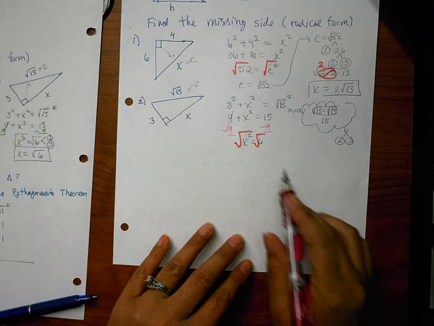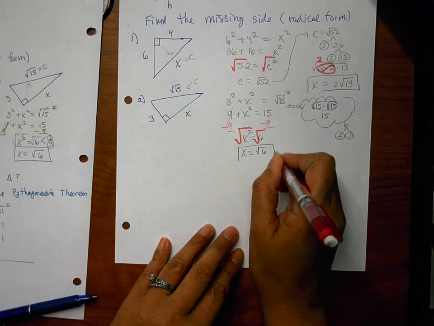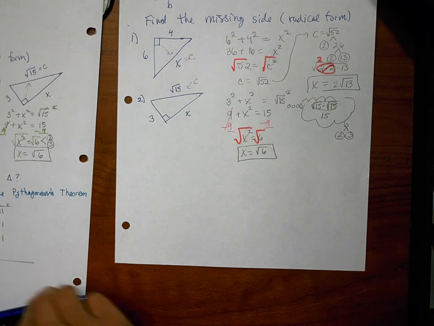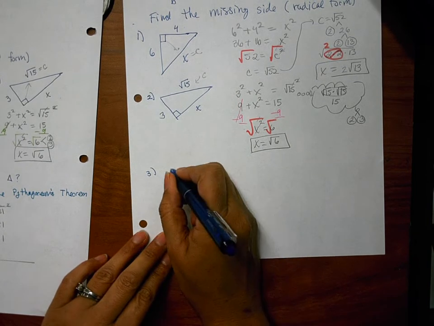Now you're going to break down the 6. I'm going to do that over here. 6 breaks down to 2 and 3, both of which are prime. No pairs come out at all, so it's going to stay root 6. x equals the square root of 6, and that there is your final answer.